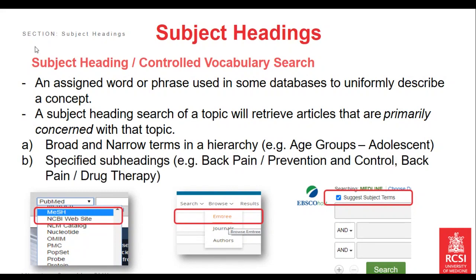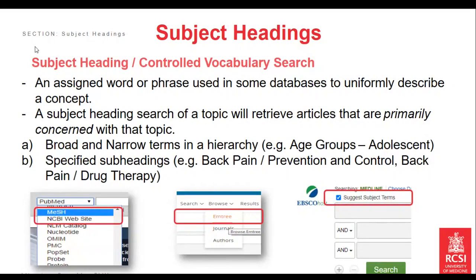It'll also allow you to look at a specific aspect of your topic. So it'll allow you to look at drug therapy for back pain if you do a search on back pain, or if you're looking at prevention and control of back pain, it'll allow you to select that. So they're very, very useful headings to use, especially if you want to narrow or make sure you want an overview of a particular topic.